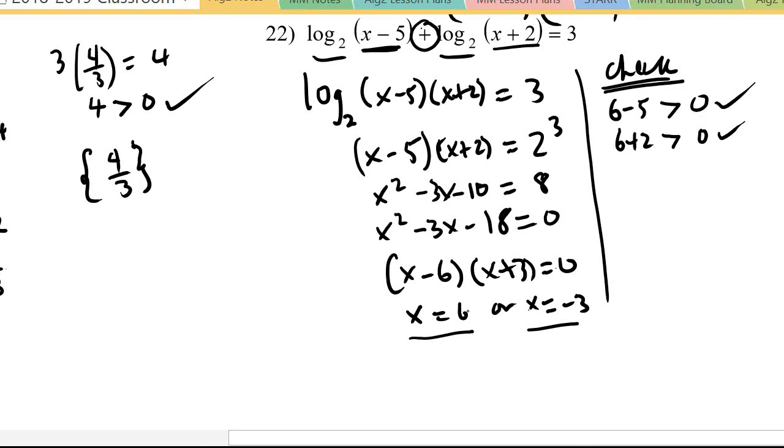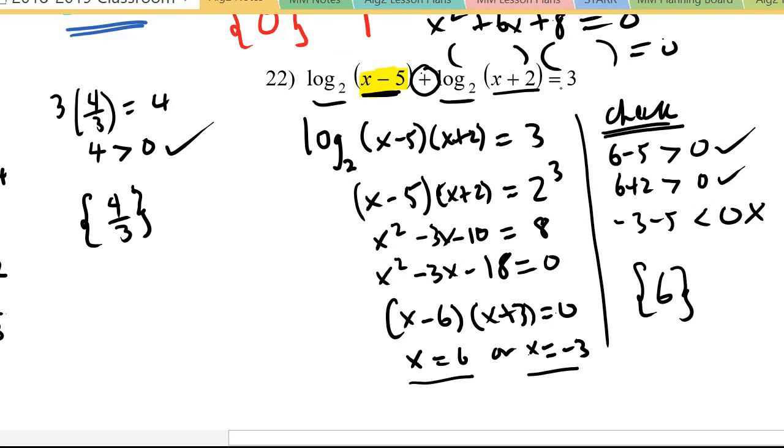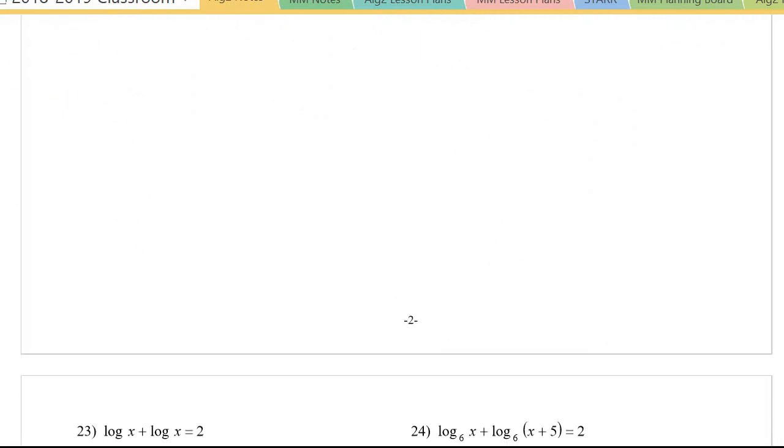Let's try negative 3 with the first one. We're going to test it with this one. All right, let's try. Negative 3 minus 5 is negative 8, which is less than 0, so it does not work. If it doesn't work for one, we don't need to test for the other one. So our final answer for this problem is that 6 is the only answer that works. So now you have a full problem worked out for you from the beginning to the end that has a quadratic equation in it, okay?